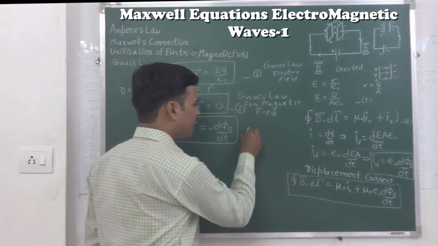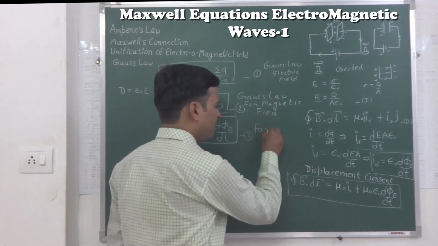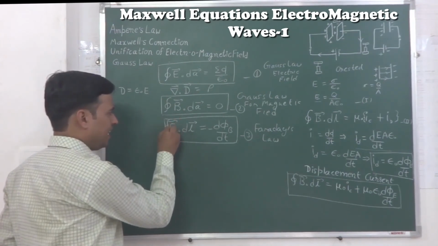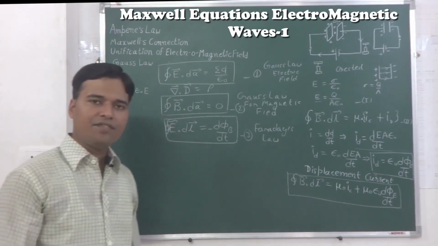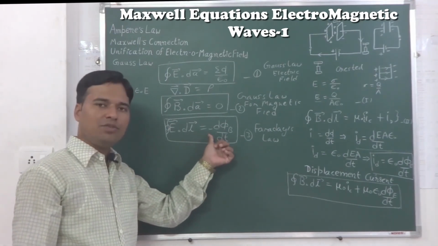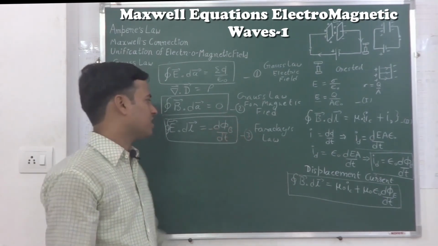This is the third Maxwell's equation, which is Faraday's law. It shows the line integral of electric field over a closed loop is equal to the negative rate of change of magnetic field flux.